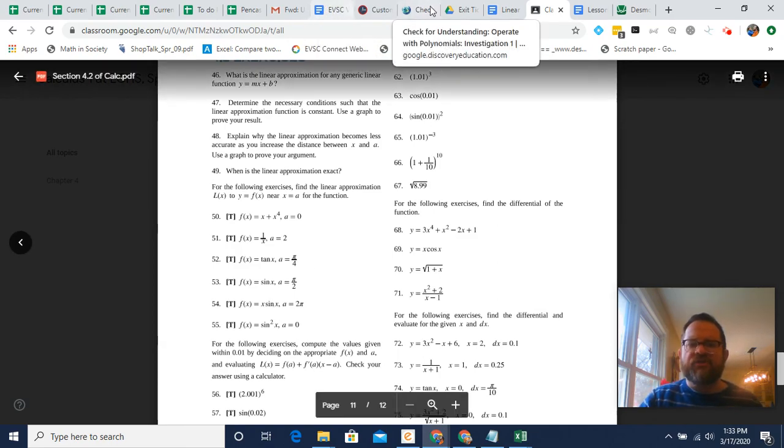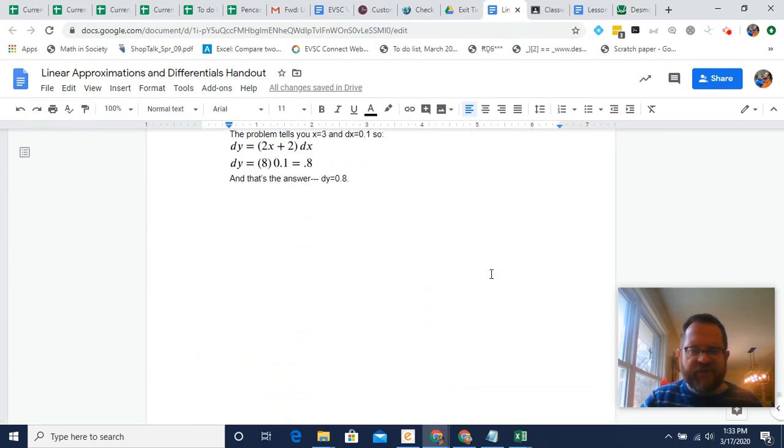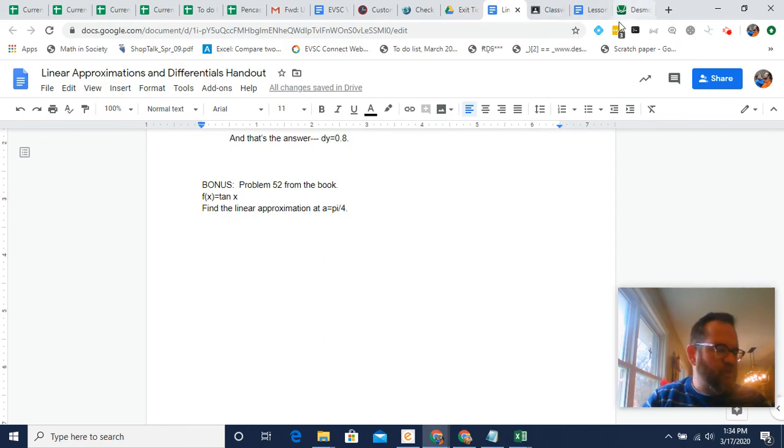Where should I do that? Let's go back over here to your linear document, and I'm going to actually do that right here in front of you. I'll call that bonus problem 52 from the book. This is not one of the problems that you're solving, but it'll be fine. And so f of x is the tangent of x, and we say find the linear approximation at a equals, I'll just write it, pi over 4. Okay. All right, so how do we want to do this here?